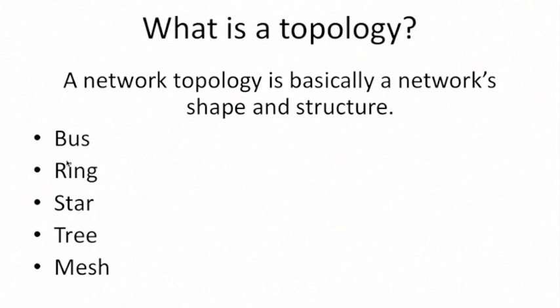So today I'm going to be explaining topologies, and what a topology basically is, is a network's shape and structure. So it's how the data gets moved from place to place, like a computer to computer or node to node. And the 5 basic topologies are bus, ring, star, tree, and mesh.